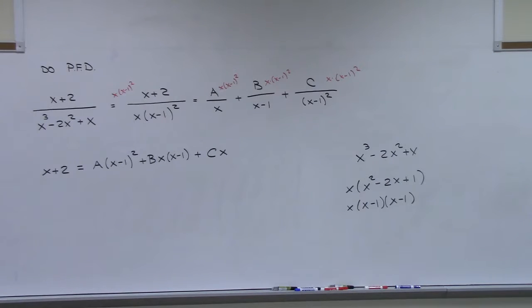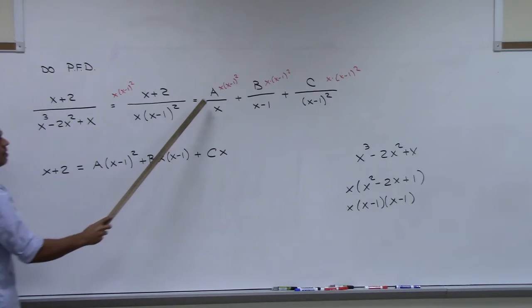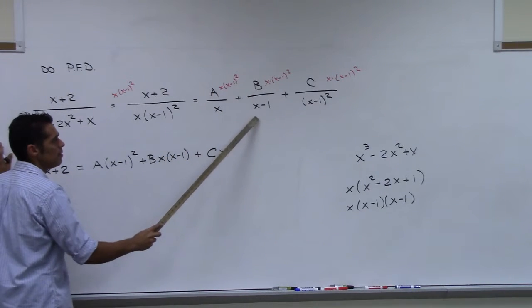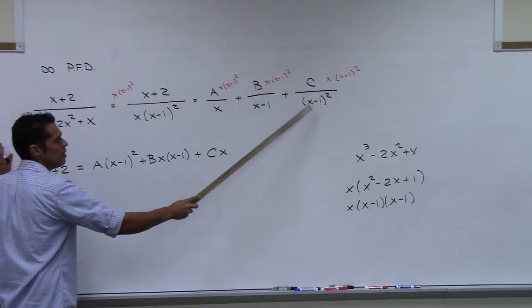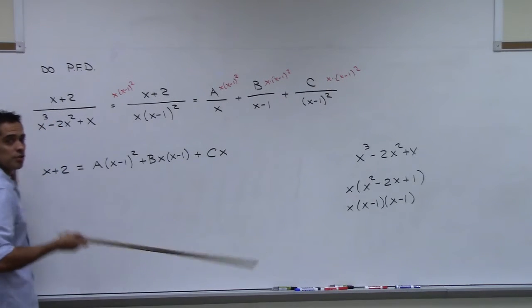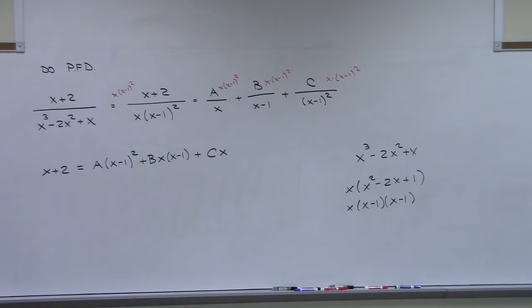Now you do what? You need to find A, B, and C now, don't you? Because what we're saying is the original expression should turn into some number over x, some number over x minus 1, and some number over x minus 1 squared. That's what it should break down to be. That's the decomposition. So we need to find A, B, and C.